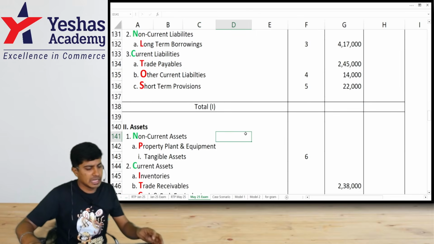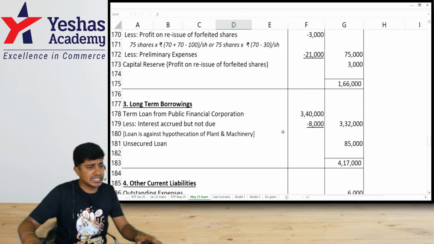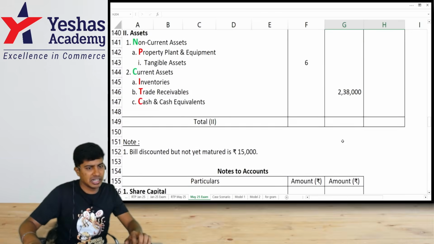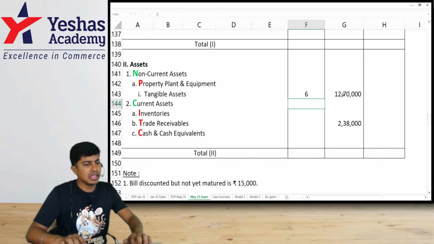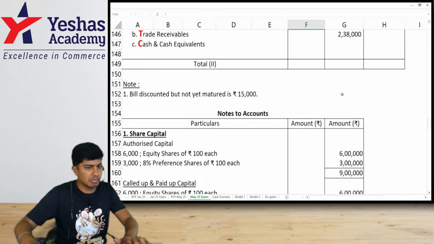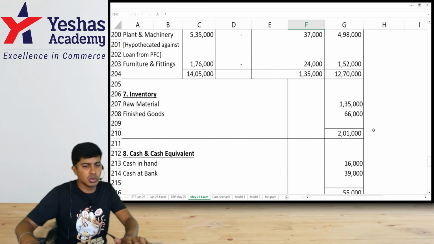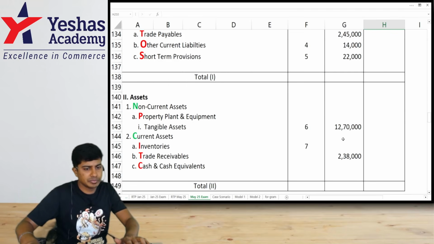22. Then let's go to property, plant and equipment. Every item on the liability side is clear. Now look at items on the asset side. To begin with, tangible assets, total 12 lakh 70. Let's post 12 lakh 70. Next note, note number 6, 12 lakh 70. Then let's write inventories, note number 7, 2 lakh 1000.